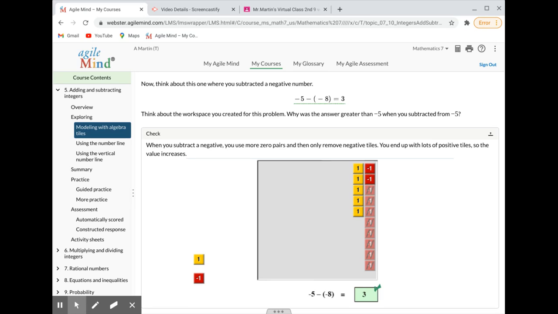All right? So I'm going to stick to what I know. If you have to subtract a negative, we're going to add the opposite. So instead of subtracting negative 8, we would add positive 8. And it's so much more simple than the way that this is set up. Don't you agree?